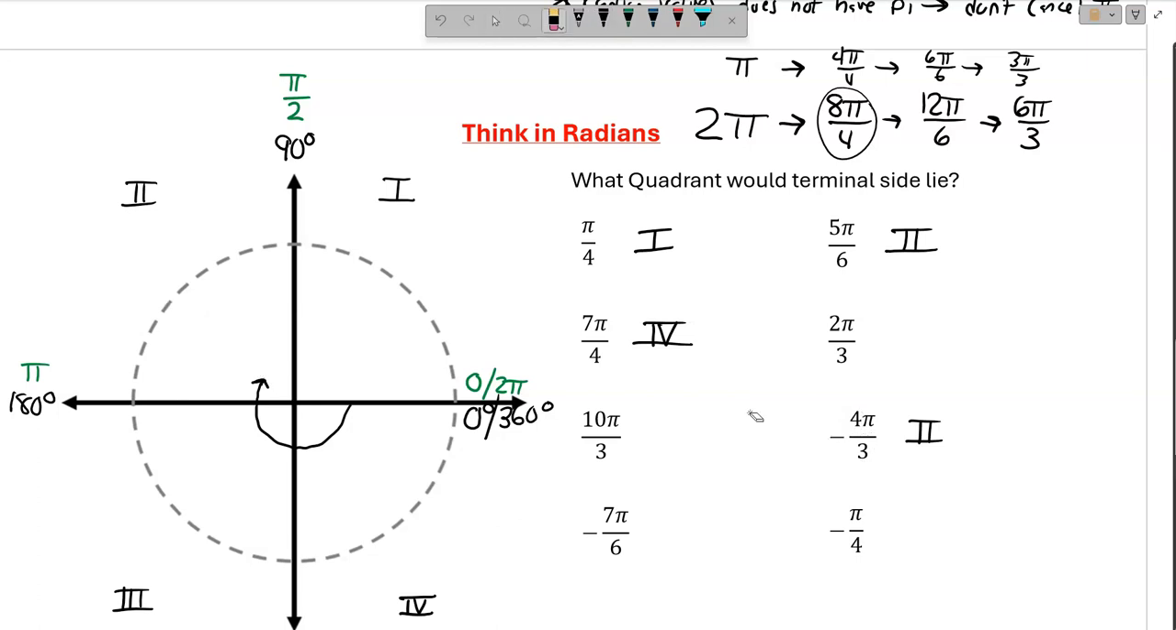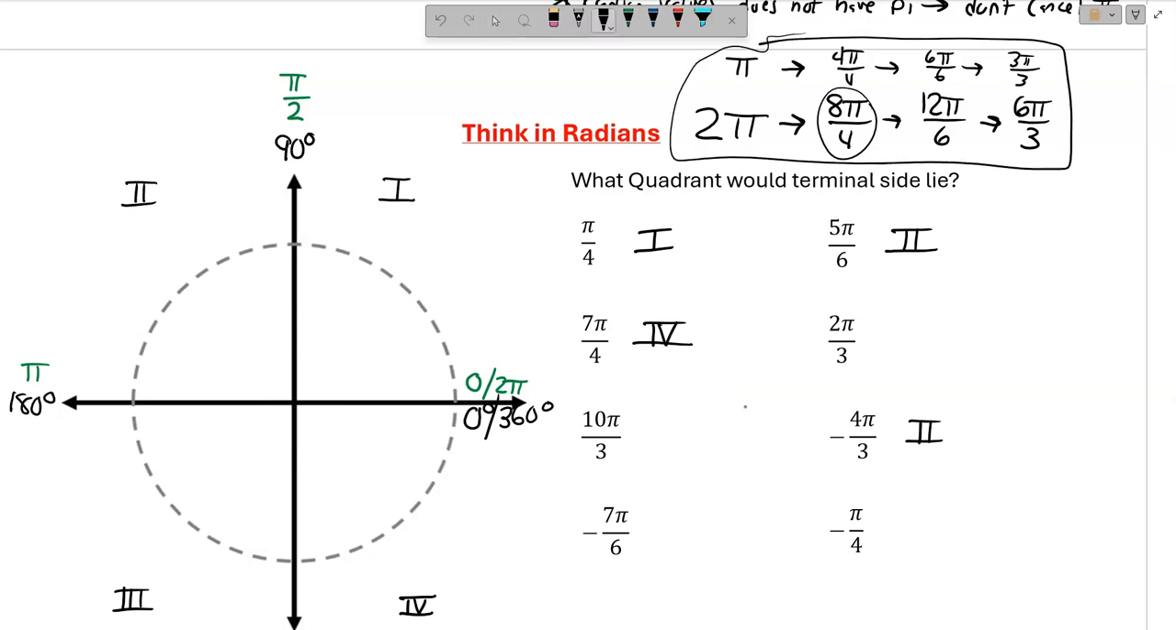Okay, take a moment now and see if you can try the other 4 on your own. Pause the video, look at the hints that I've provided up top here, and see if you can figure out what quadrant these angles are going to be located in. All right, so let's go through these. 2/3 is going to be more than a half, but less than 1. So that's going to put me somewhere around here, which means we are in quadrant number 2.